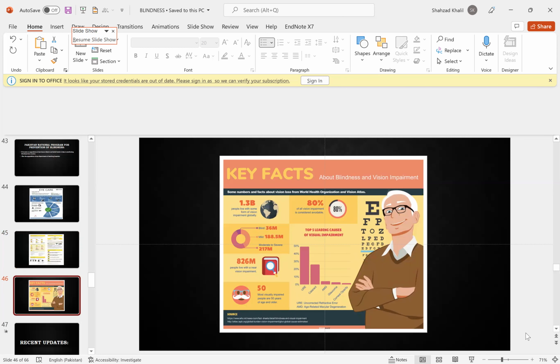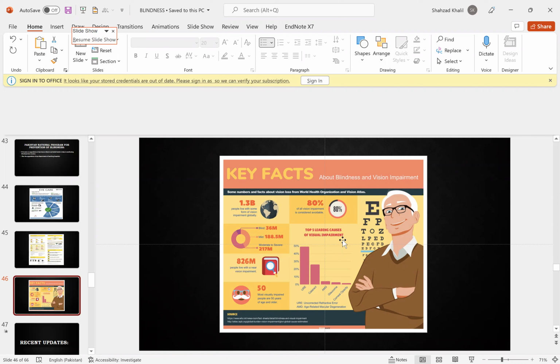So the key facts about blindness and visual impairment are: 1.3 billion people live with some form of visual impairment globally. 80% of all vision impairments are considered avoidable. If we see the causes, 36 million are blind, 188.5 million have mild, and 217 million have moderate to severe visual impairments. 826 million people are living with near vision impairment, and those aged 50 plus are mostly impaired with age.